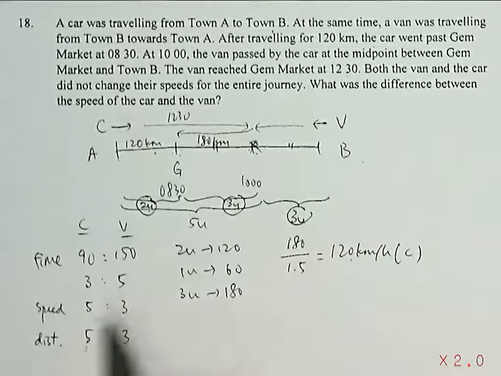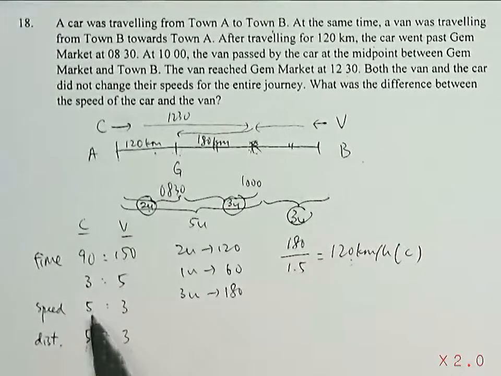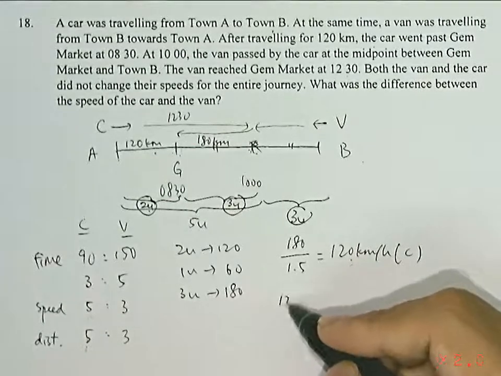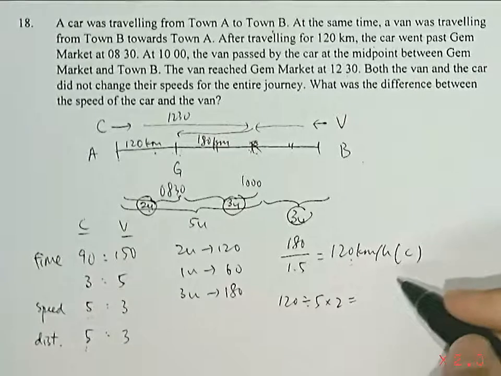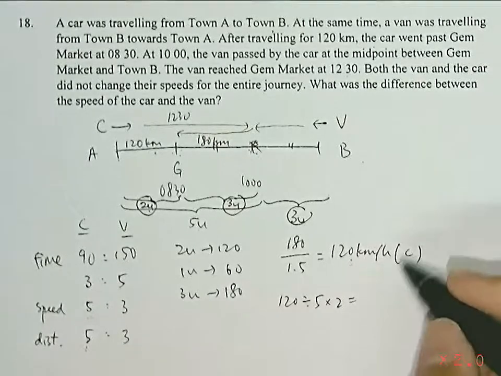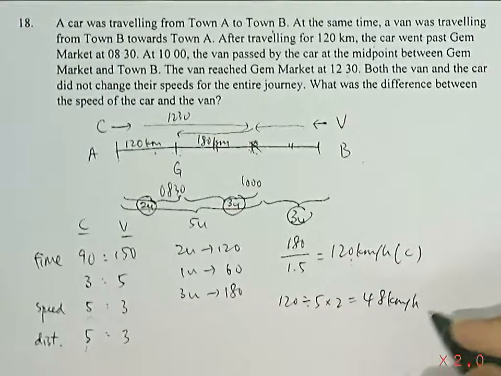If we know the speed of the car is 120 kilometers per hour, which is 5 parts, the question is asking for the difference between the speeds. So the difference between the speeds is 2 parts, since one is 5, one is 3. So we simply have to take 120 divided by 5 and multiply back by 2, which will then give us our answer of 48 kilometers per hour.